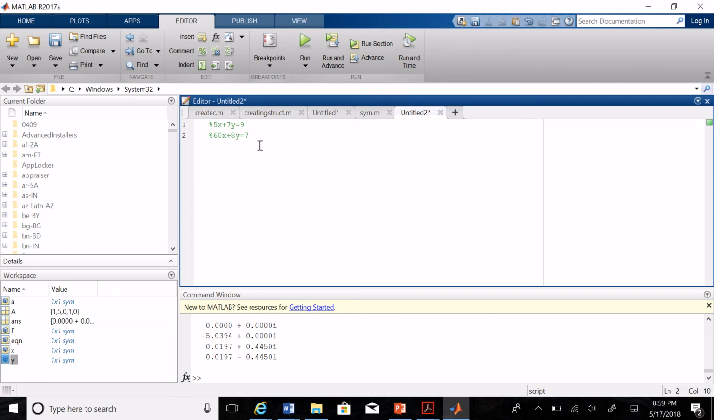One way of solving it, again, you can look at it and say I have 2 symbols, Sims, x, y, and I want to solve that equation: 5 times x plus 7 times y equal to 9, and 6 times x plus 8 times y equal to 7. I want to solve these two equations.